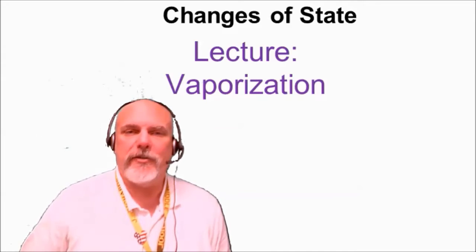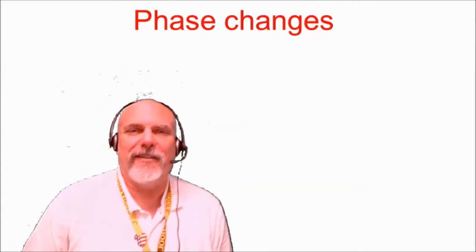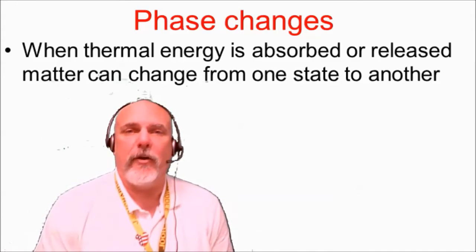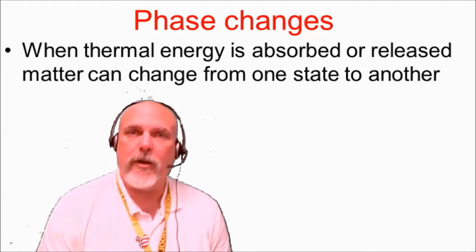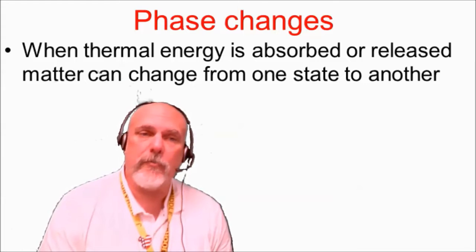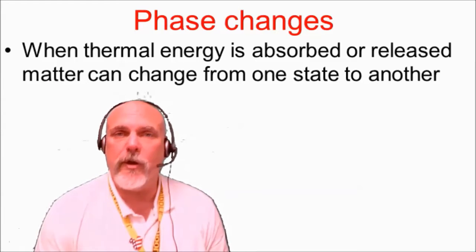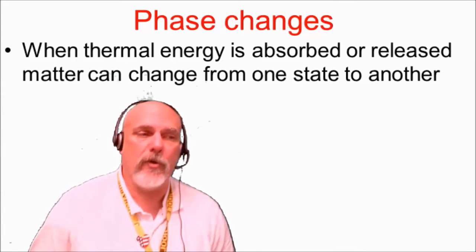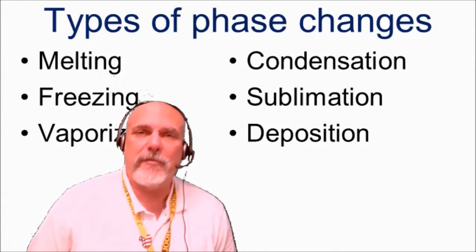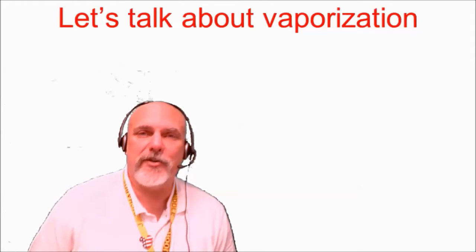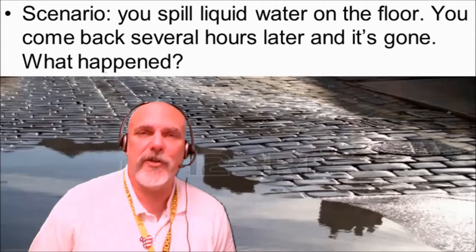The unit topic is changes of state, and today's phase change is going to be vaporization. Now, an important thing to remember, a real quick review, is that when a phase change occurs, there must have been an increase or a decrease in thermal energy. When thermal energy is absorbed or released, matter can change from one state to another. The 6 types of phase changes that we'll be studying in this unit are listed below, and of course, like I just said, we are going to be focusing on vaporization. So let's get started talking about vaporization.